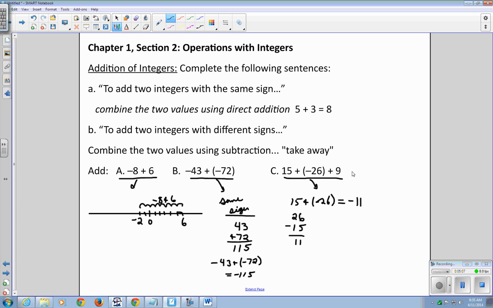So our addition right here, 15 plus negative 26 plus 9, becomes negative 11 plus 9. And just like our first addition, if we start at 9, we go 11 to the left, we're going to end up with negative 2 as the result. Happy addition.